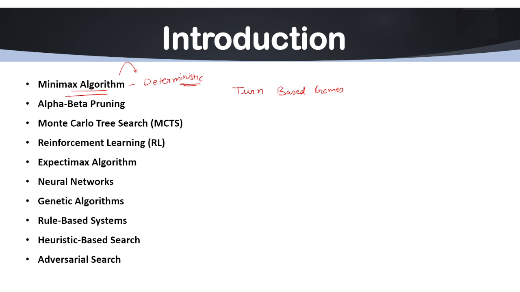Basically, this algorithm is a decision-making approach for two-player games. One player aims to maximize their score while the other player tries to minimize it. Like in case of tic-tac-toe, if you are trying to maximize your score like this, another player tries to minimize your score at the same time. In such a scenario, you can use the min-max search algorithm, right?